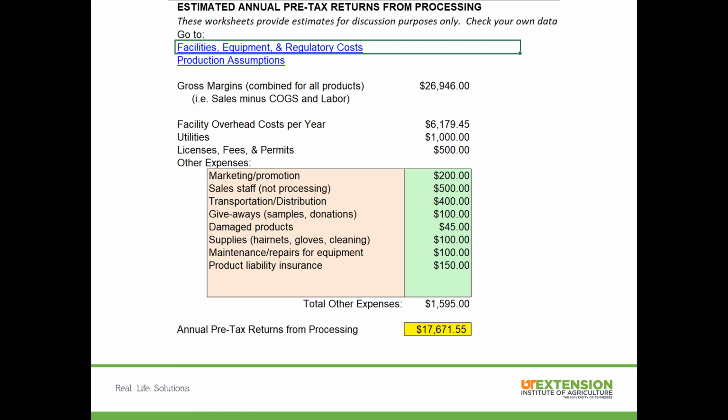The point is, don't get too caught up in these dollar amounts. They may be much lower than what you would expect. So we may need to plug in whatever your appropriate cost would be, but we just don't want to forget anything or leave anything out in this section. In this case, we've added these other expenses. They come up to $1,595. So our annual pre-tax returns would be $17,600 plus. So that is how you could use this spreadsheet to calculate that.